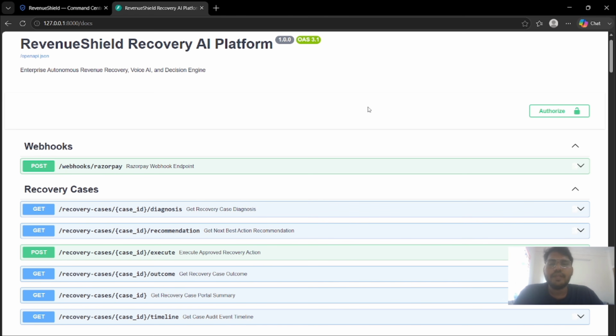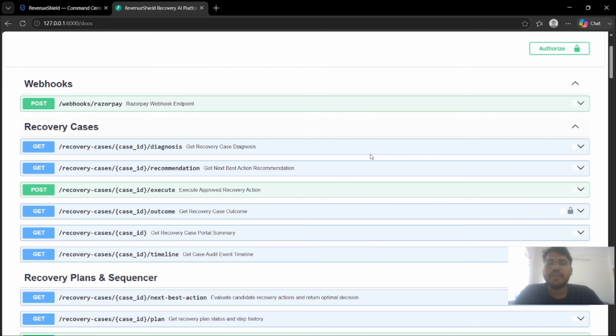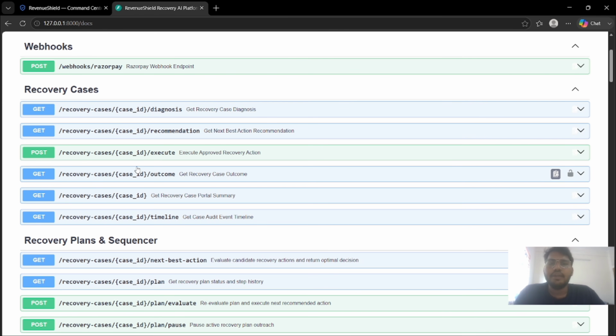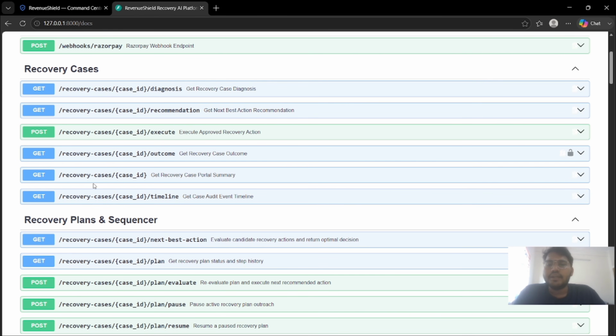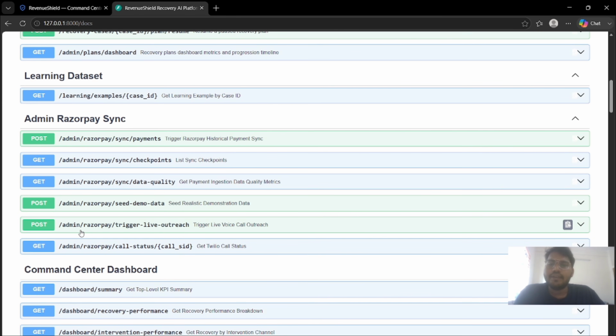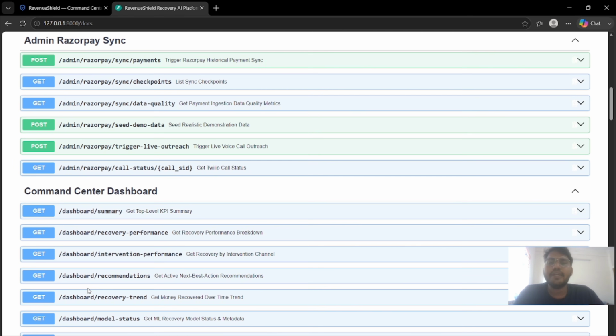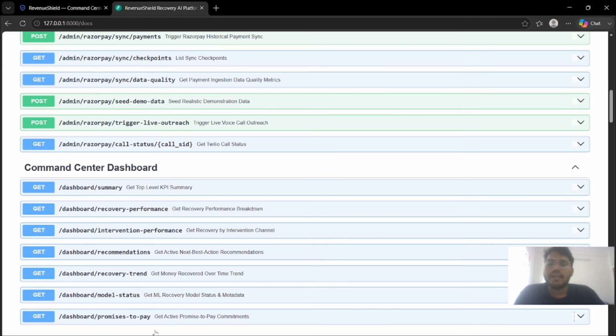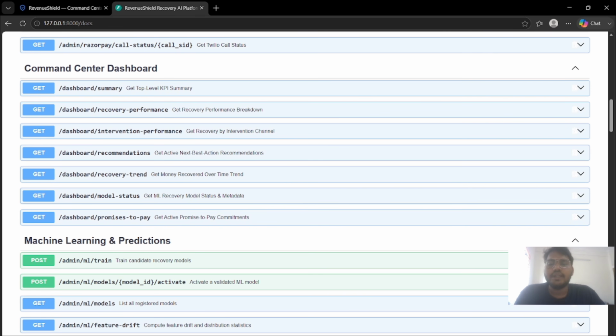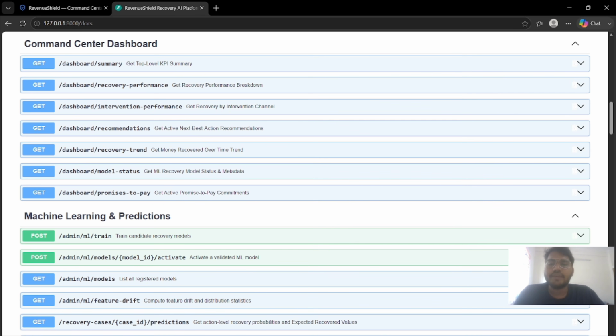This Revenue Shield recovery AI platform is architected following clean architecture principles in FastAPI: a domain layer with decoupled state machines for recovery cases, promises to pay, and recovery outcomes, and a service and integration layer with gateway adapters for Razorpay and Twilio, verification and idempotency keys to eliminate duplicate charge risks, and ML decisions as we discussed earlier.